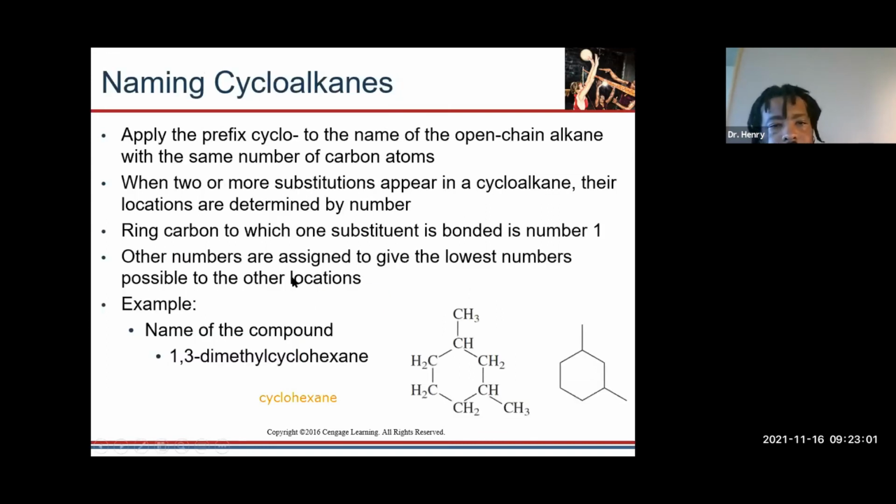So the nomenclature is going to be exactly the same. The only thing is that we can pick where we're going to start from. And usually you want to start where you have a substituent. So in this case, we'd start this one at 1, 2, 3. And we want to give it the lowest possible numbers that we can give it. So then we call this guy 1,3-dimethylcyclohexane. Okay. Now, again, we want to give the lowest possible number. That's the number one thing. Or it's going to be based upon priority.